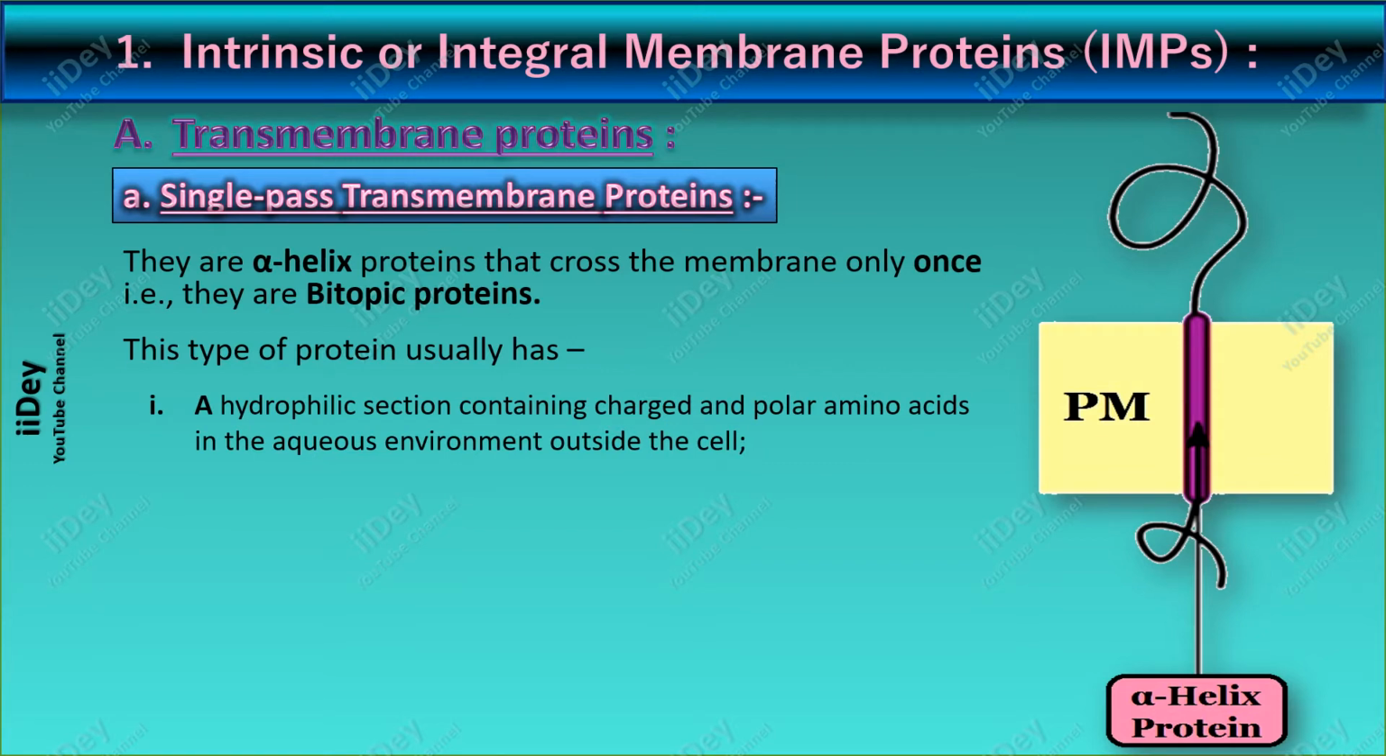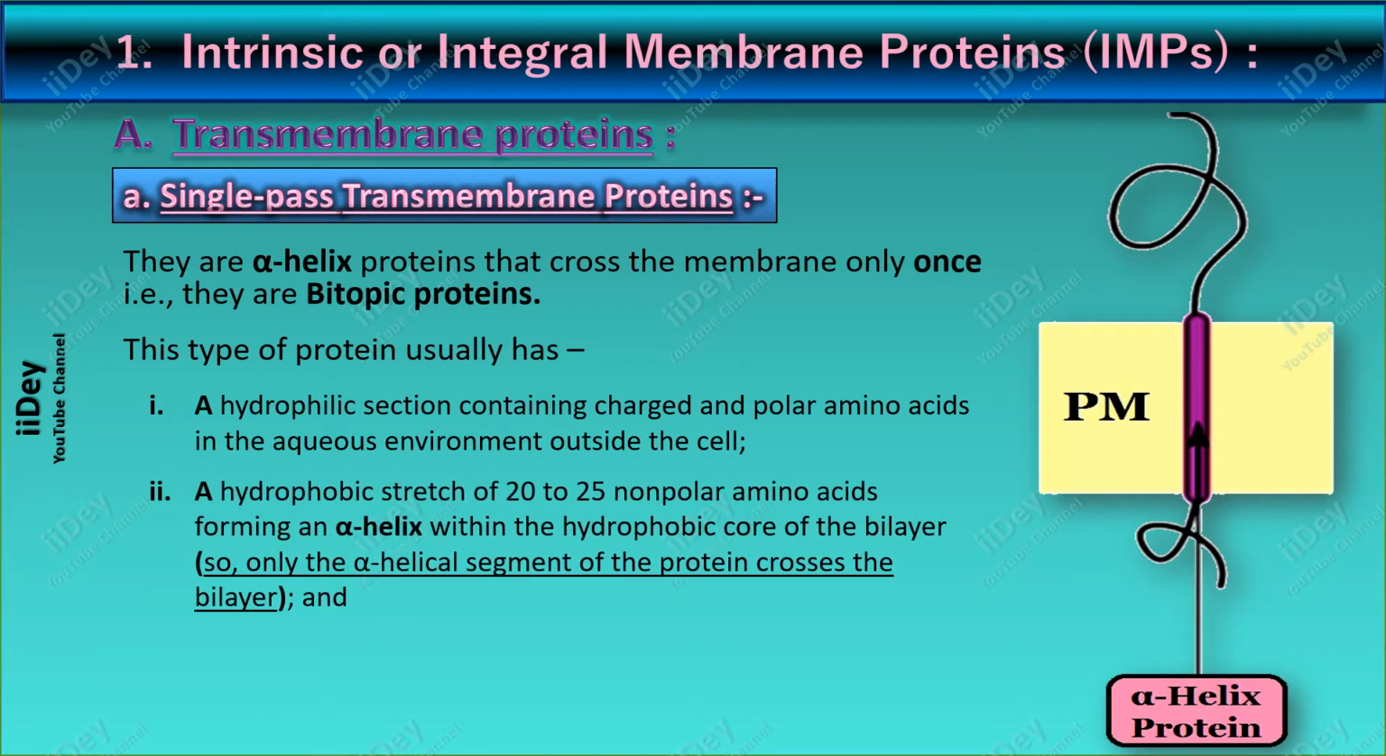A hydrophilic section containing charged and polar amino acids in the aqueous environment outside the cell. Number 2. A hydrophobic stretch of 20 to 25 nonpolar amino acids, forming an alpha helix within the hydrophobic core of the bilayer. So only the alpha helical segment of the protein crosses the bilayer. And number 3. A hydrophilic portion within the aqueous interior of the cell.